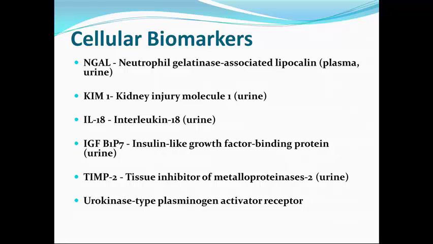IGFBP7, which is insulin-like growth factor binding protein, is in the urine, as is tissue inhibitor of metalloproteinases 2. Both of these have been used a fair amount, and we are especially using these in early recognition of acute kidney injury. All of these are especially helpful in AKI, the ones that we've just talked about: NGAL, KIM1, IL-18, insulin-like growth factor binding protein, and tissue inhibitor of metalloproteinases 2 are all very important in AKI.